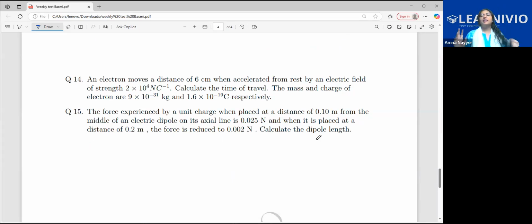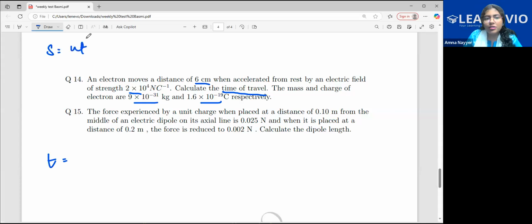This is the same question. An electron moves a distance of 6 centimeter when accelerated by an electric field. Calculate the time of travel; mass is given, charge is given. How do you start? S is equal to ut plus half at square. Here u is 0, because there is no initial velocity mentioned.